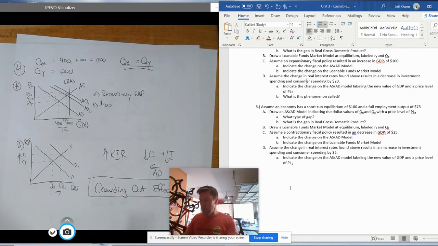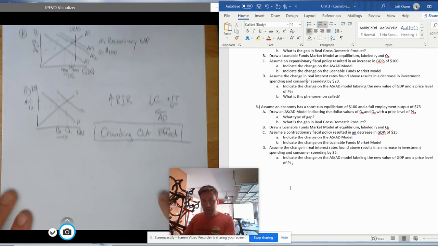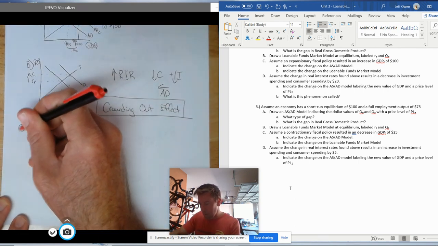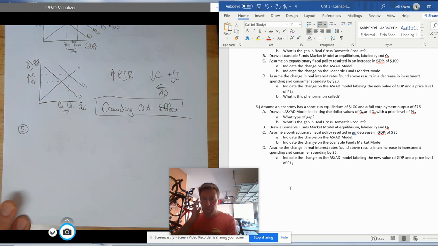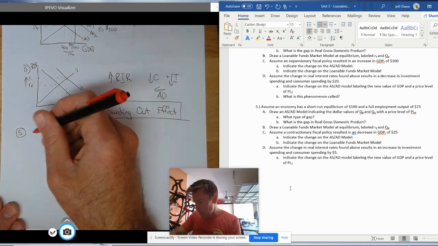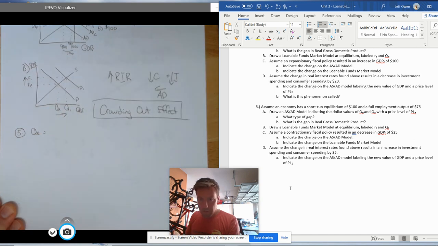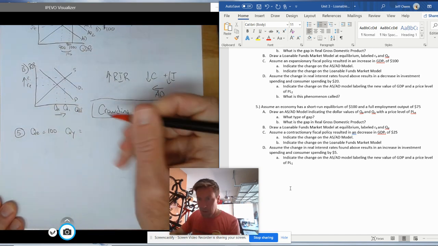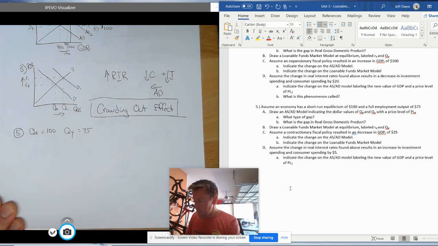We got one more to go. I'm going to try and stay on this page this time. That way we don't run into the same non-focusing issues. I'll just write smaller. So assume an economy has a short-run equilibrium of $100 and a full employment output of 75. Okay, so my QE is 100. My full employment output is 75. So in this case, we realize that my QE is greater than my QY.